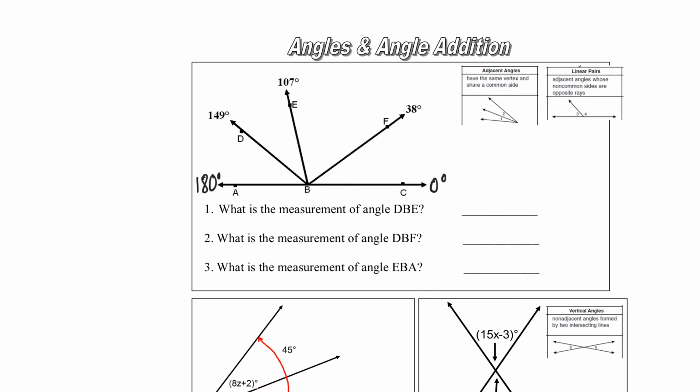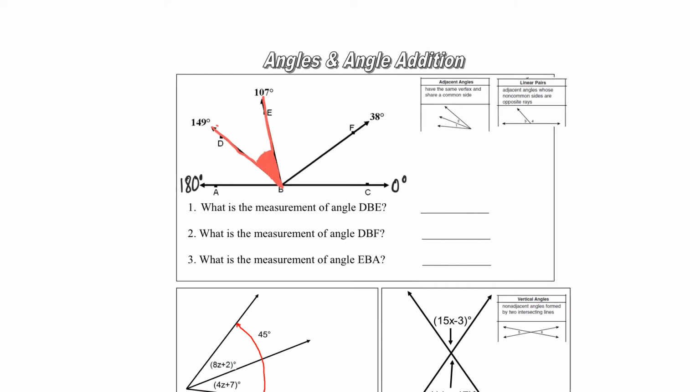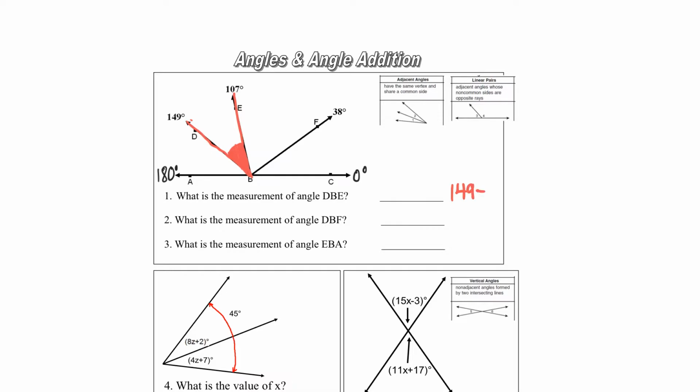Okay, now the question on the first one is, what is the measurement of angle DBE? You can see DBE is right here. It's this angle. So the way I'm going to think about that is like this. As I start here and count my way this way, where does this angle start? 107. Where does it end? 149. So it starts at 107 and ends at 149. How am I going to find out how many degrees this is? Subtract. I'll take 149 minus 107, 42. And that tells me that that angle right there is 42 degrees.